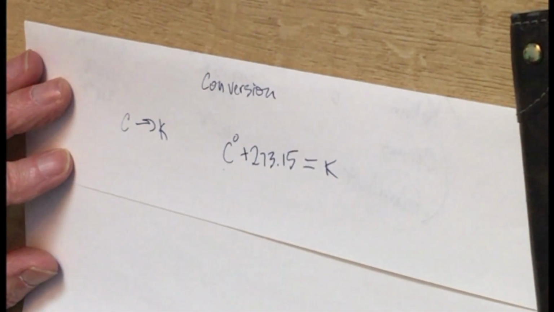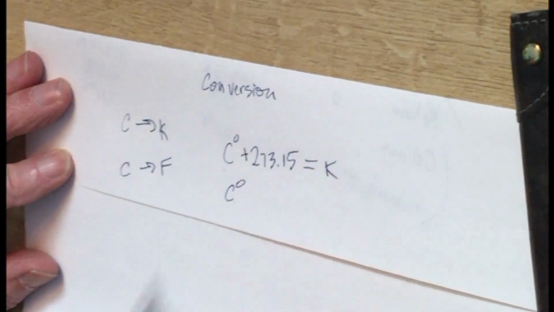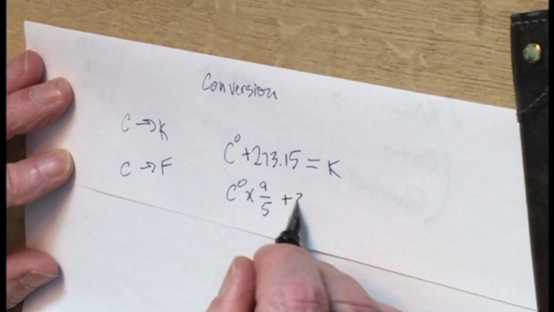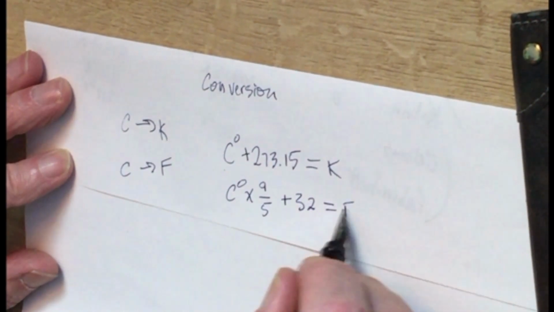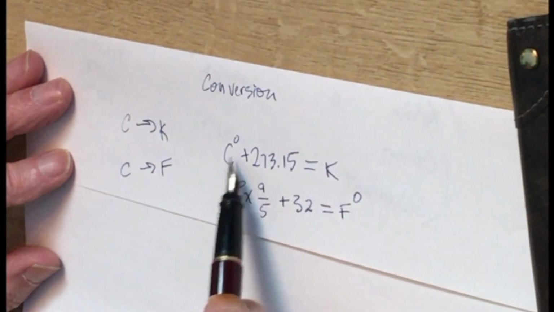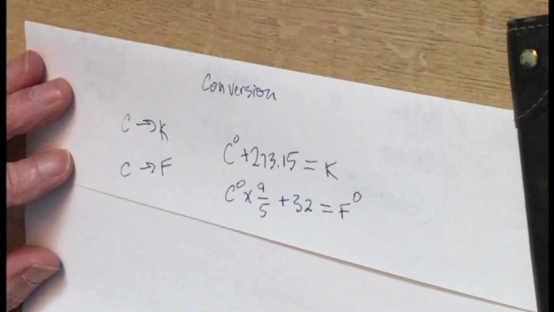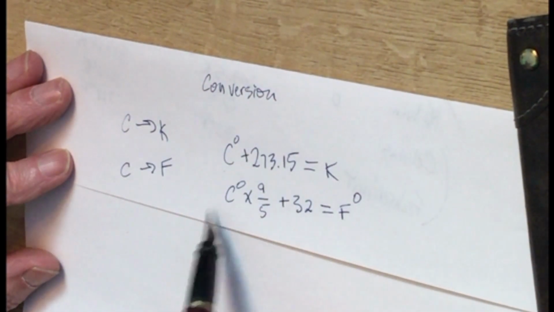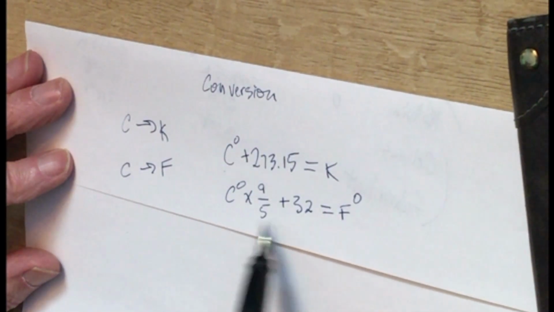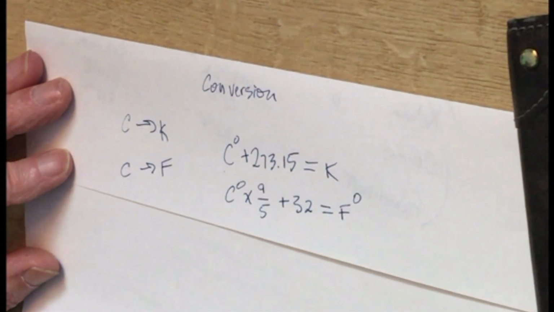Now the conversion of Celsius to Fahrenheit is a little trickier. You take the degrees Celsius, you multiply them by 9/5, and then you add 32, and that will give you the temperature in degrees Fahrenheit. Remember, notice that Celsius and Fahrenheit have degrees. Kelvin is just Kelvin, K. Now to convert from Fahrenheit back to Celsius, you just reverse the process. You subtract 32, and you multiply by 5/9, and you end up with degrees Celsius.